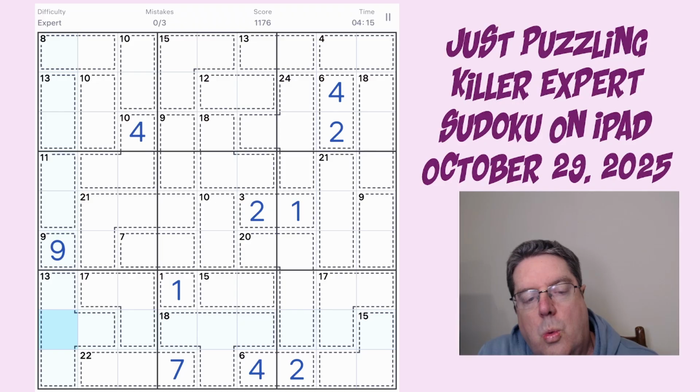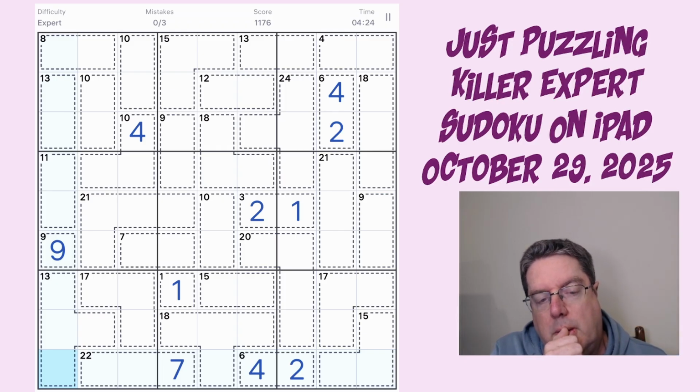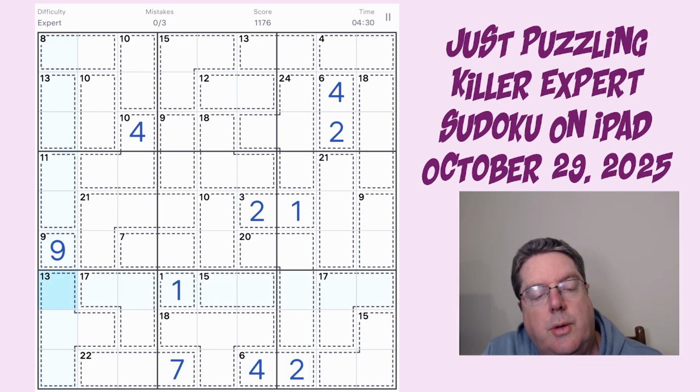So 1, 3. So that could be 2 and 7 or 6 and 3. Well, it can't be 6 and 3 because this is 1 and 3 here. So this can't be 6 and 3. So it's going to be 2 and 7. So this here is going to be the 7 because that's 7 and 4. So this is a 7 here.